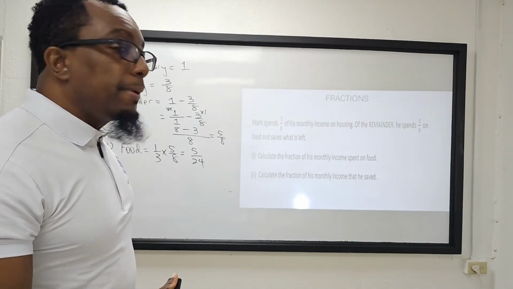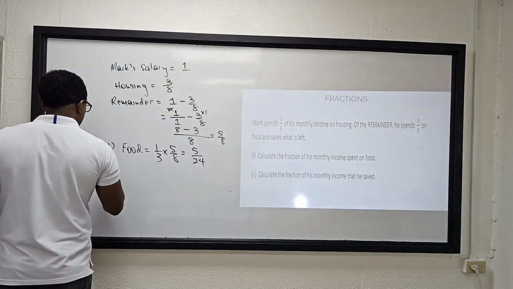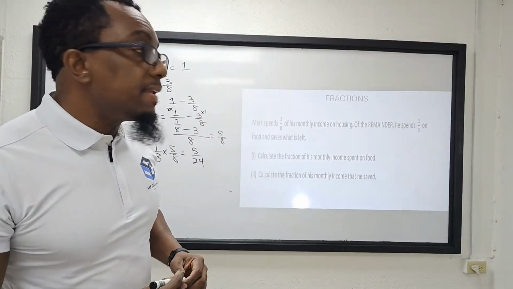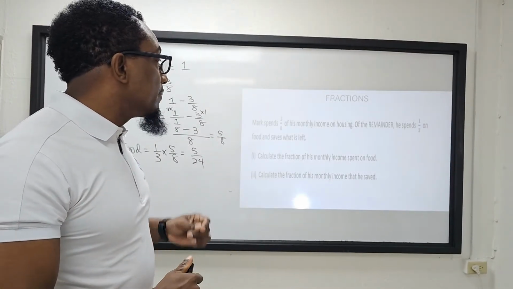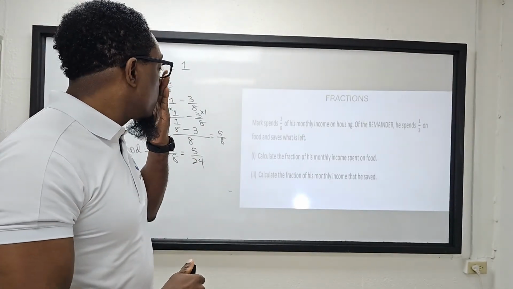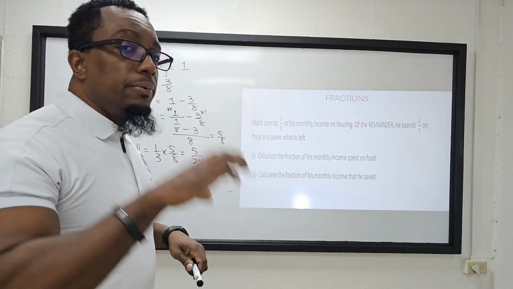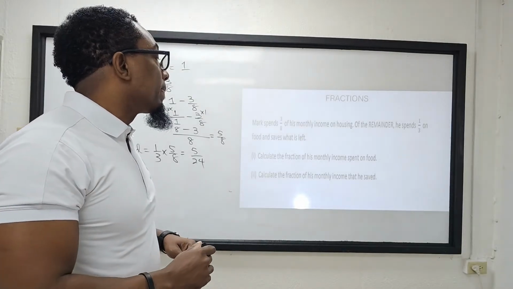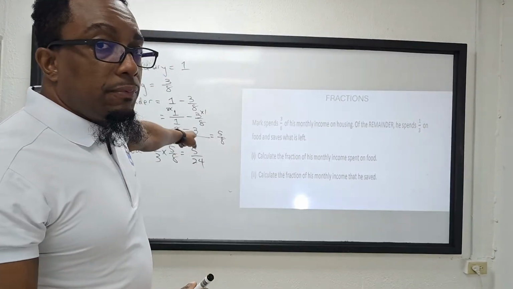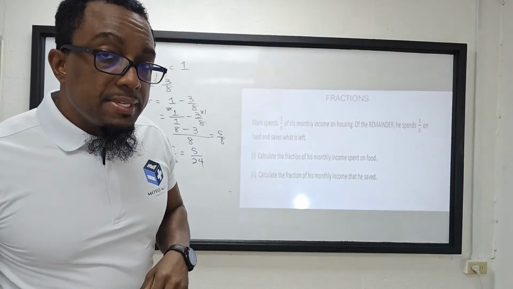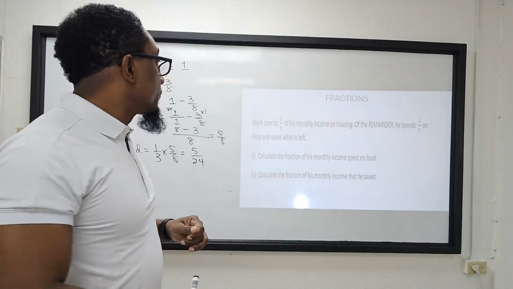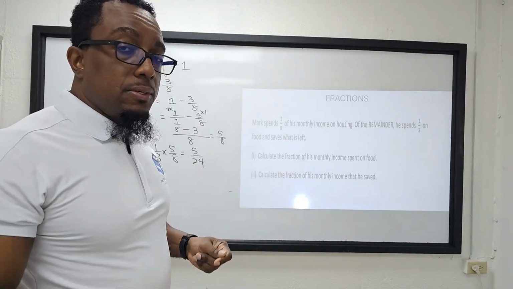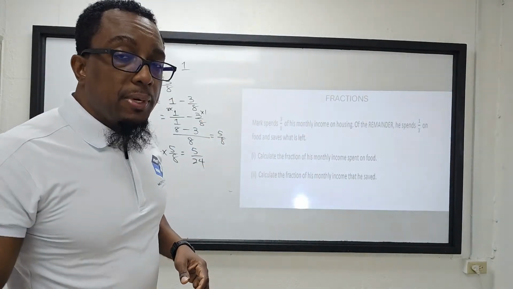Good? And part 2, calculate the fraction of his monthly income that he saved. So what fraction of his monthly income did he save? Okay, so we know that 3/8 of his monthly income went into housing. And we know that 5/24 of his salary went into food. Okay? So we want to determine what is left. So 3/8 went into housing, 5/24 went into food.